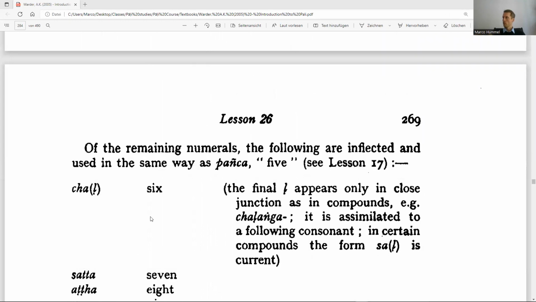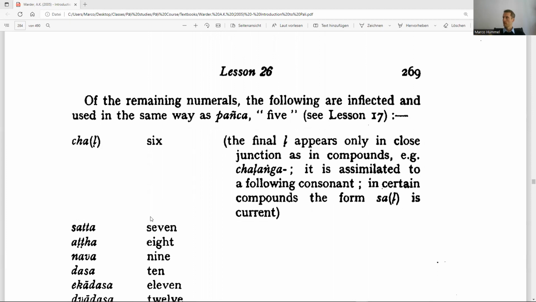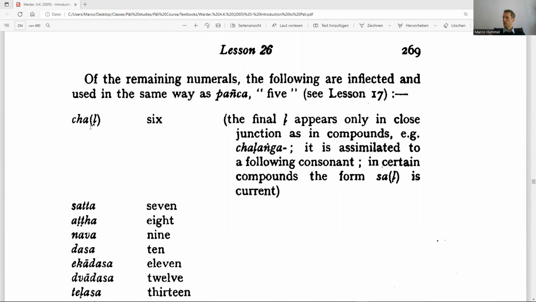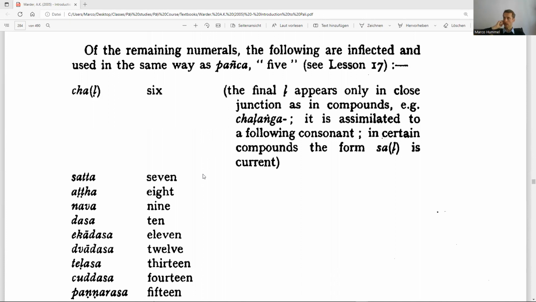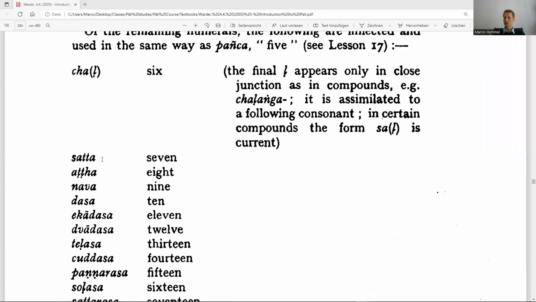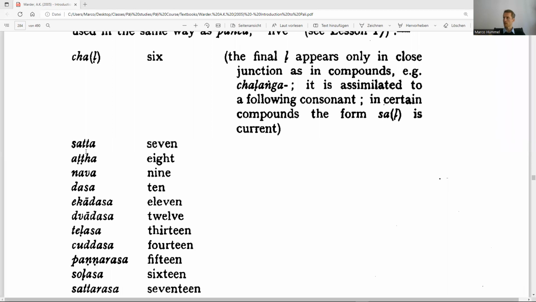Of the remaining numerals, the following are inflected and used in the same way as pañca, five. So we have cha or chal, six. The final la appears only in close junction, as in compounds, for example chaḷaṅga. It is assimilated to a following consonant in certain compounds. The form saḷ is current, that is to say, for example, in saḷāyatana, the six spheres.